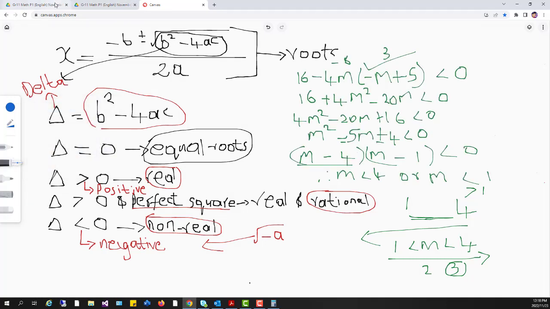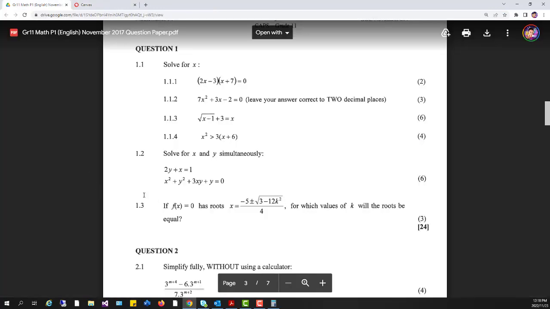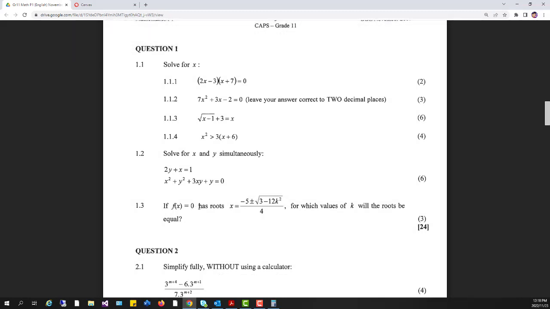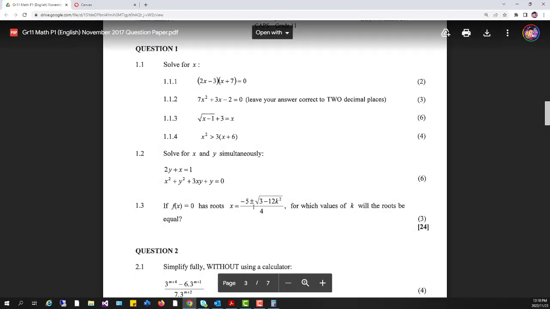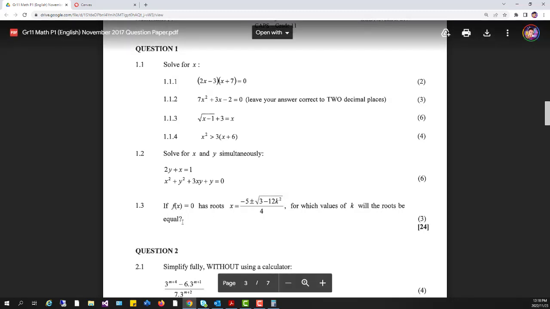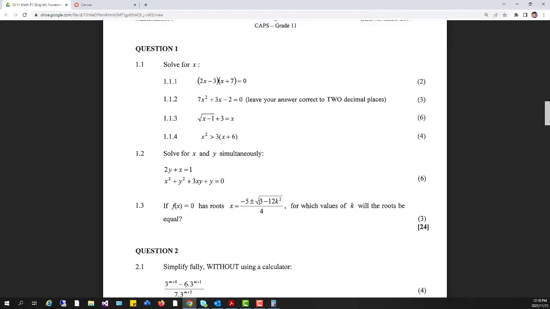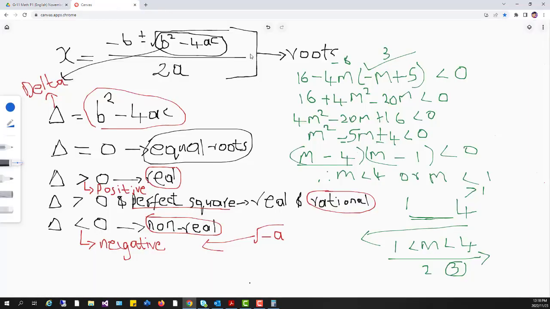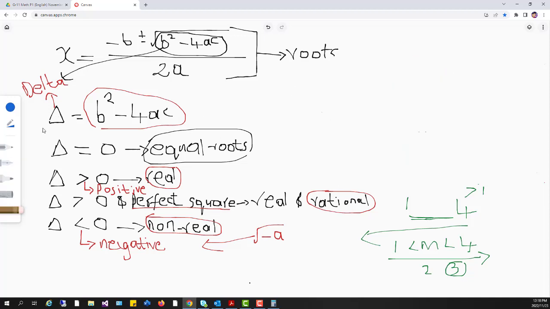So the last example is on question 1.3. Again, if f of x equals 0 has the roots of that expression, for which values of k will the roots be equal? Okay, so again, remember we are interested in the delta. The delta in this case is that expression inside the square root, which is 3 minus 12k squared.